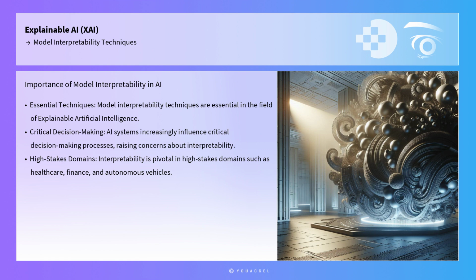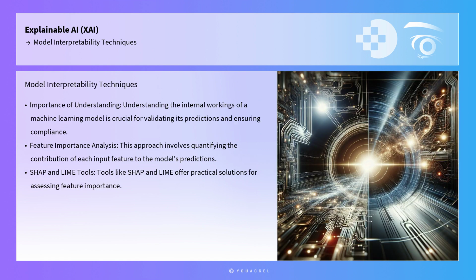This lesson delves into the actionable insights and practical tools that professionals can employ to enhance their proficiency in model interpretability, facilitating the implementation of transparent and accountable AI systems. Understanding the internal workings of a machine learning model is crucial for validating its predictions and ensuring compliance with ethical and regulatory standards. One of the fundamental techniques for model interpretability is feature importance analysis.